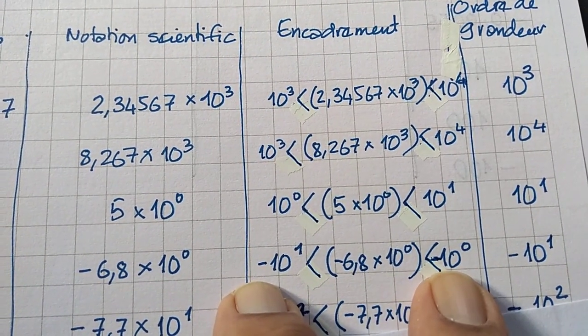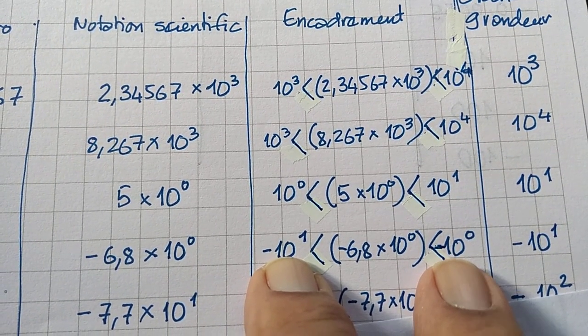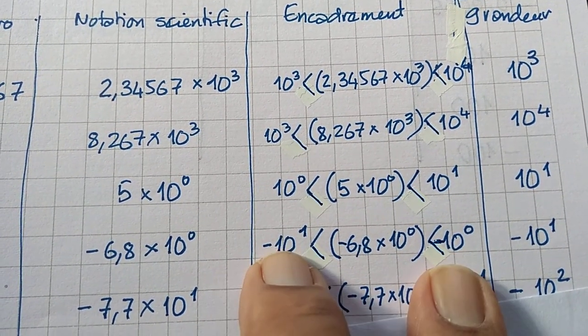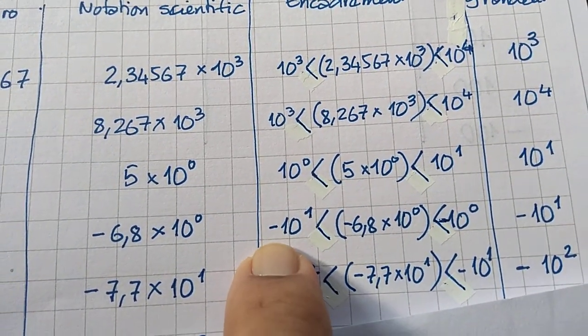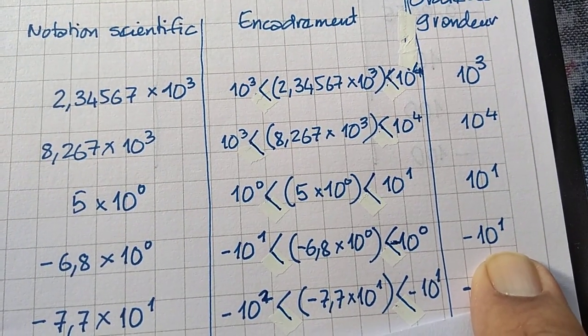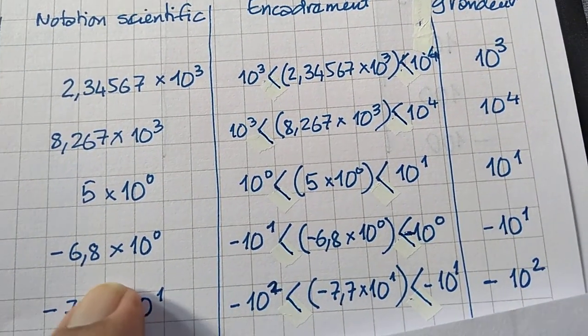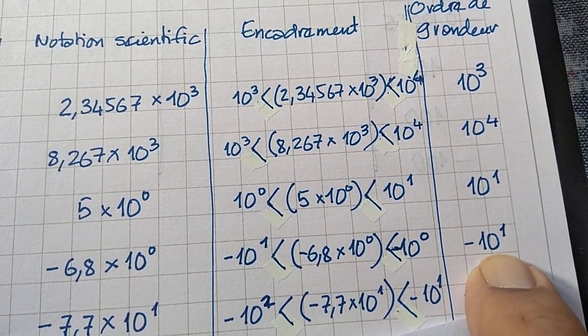Minus 1 is a power of 10 and minus 10 is a power of 10. So this is now closer to this end. So you write it is equal to minus 10 to the power 1. So minus 6.8 is approximately equal to, its order of magnitude is minus 10.